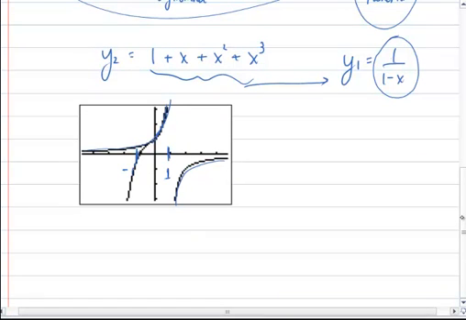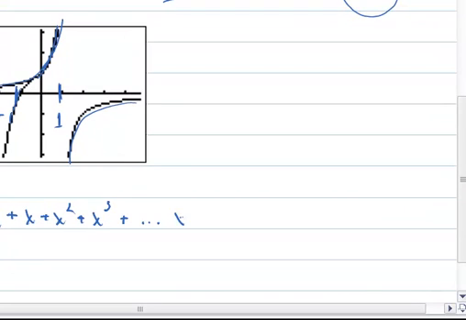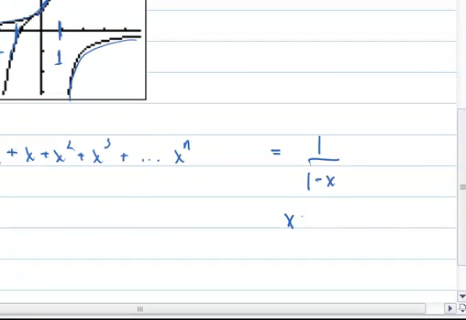So the key point here is that our polynomial, which will be 1 plus x plus x squared plus x cubed plus, and I can keep on going, will converge to 1 over 1 minus x as long as I keep x between 1 and -1. That's the criteria for convergence for this geometric series.